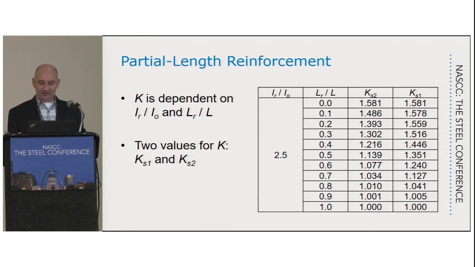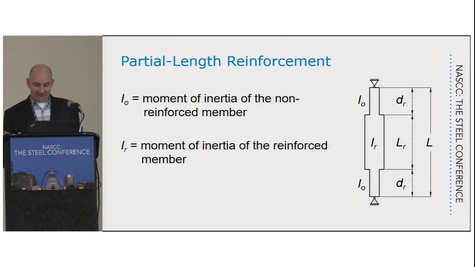Another thing you'll notice is that there are two effective length factors in there, K sub S1 and K sub S2. So let's see what all of this is about before we can go into the tables.